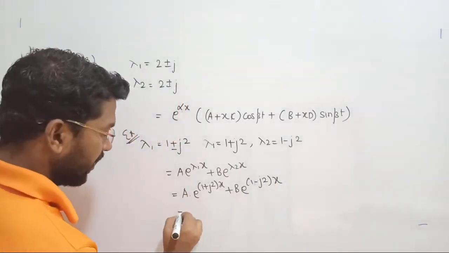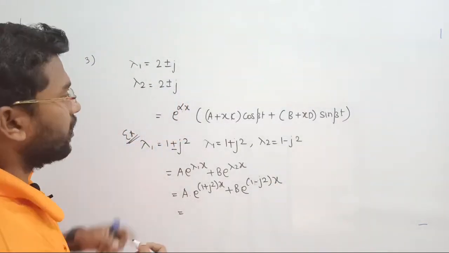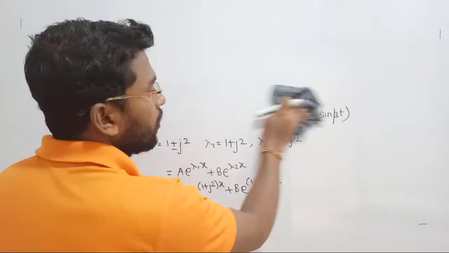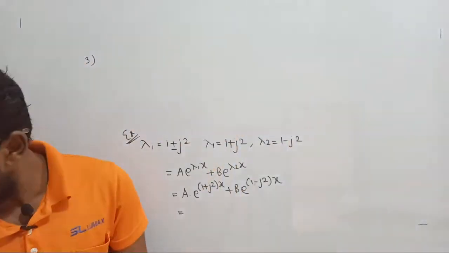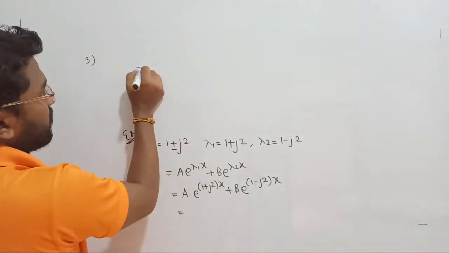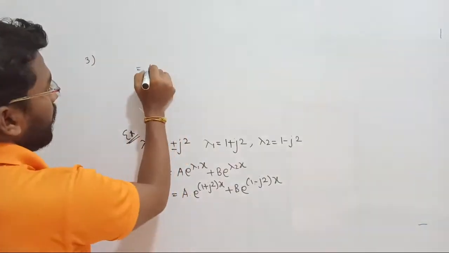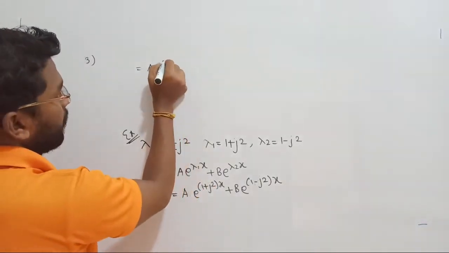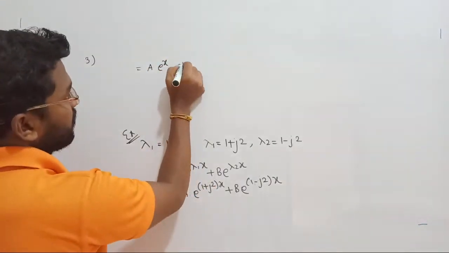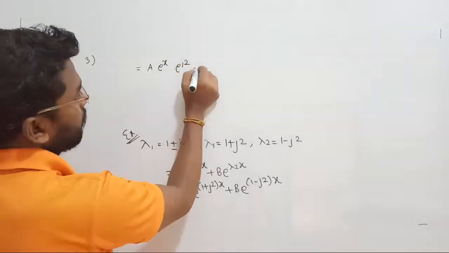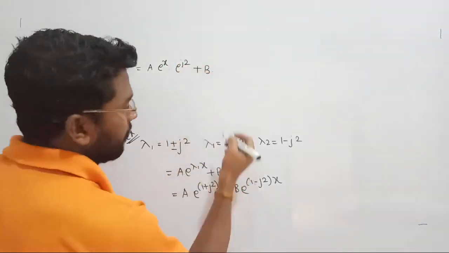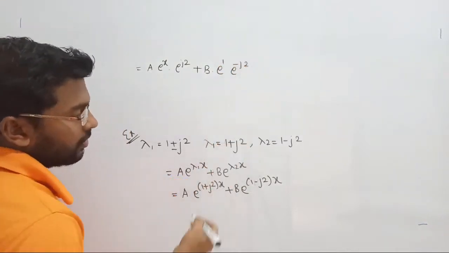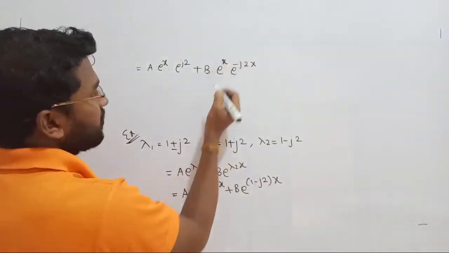Such that your answer is going to be what? You can write like this. Okay, let me rub this one, then I will write the solution again. So the conclusion is, it can be written as a into e power (1 plus j2)x. இது நம்ம எப்படி எழுதலாம்? It can be written as e power x dot e power j2x. Is there any mistake? No. Similarly, for b, it can be written as e power x dot e power minus j2x. That is 1 into x means x only.